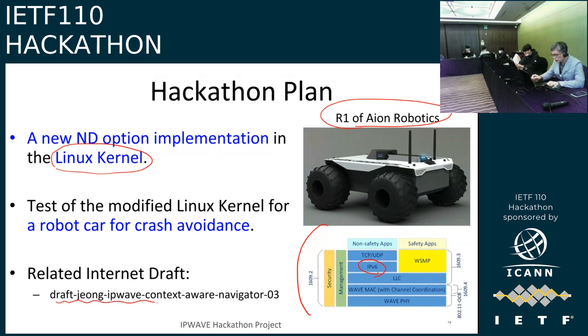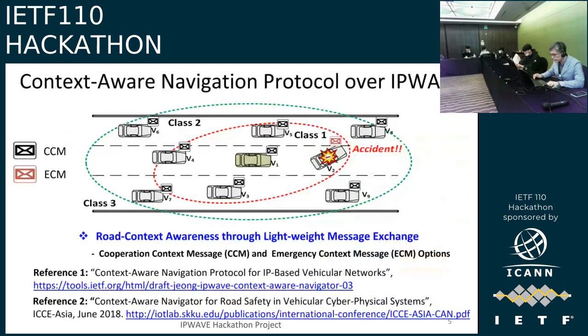This hackathon is based on the context-aware navigator draft. Basically, the context-aware navigation protocol means this is a highway. Vehicle 2 hits some obstacle on the highway, and then it delivers an emergency context message to neighbors, and then these vehicles receive it, and they already exchange correlation context messages having position, direction, speed, acceleration, and behavior of drivers.